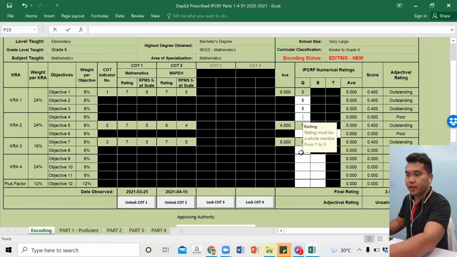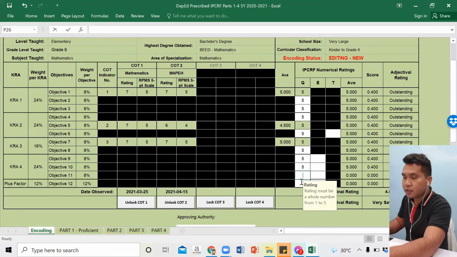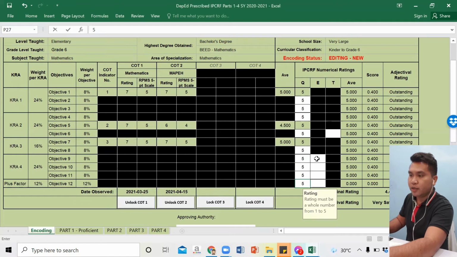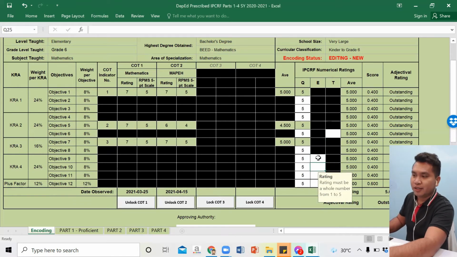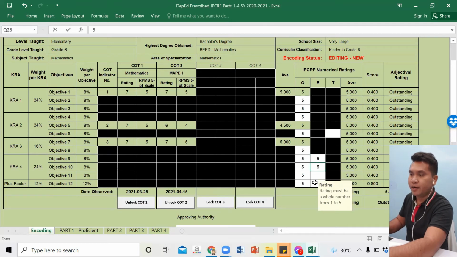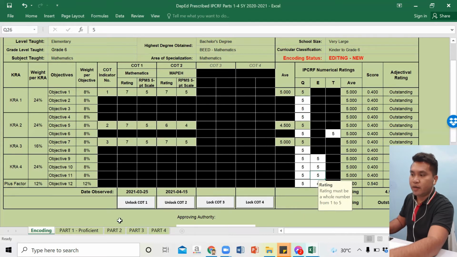This is just for demonstration purposes. It's not really based on the true performance. Okay, let's say 4, 5, 5, 5, 5. So after that, you already have here the transmuted objective rating of outstanding. So again, this is only for the demonstration.